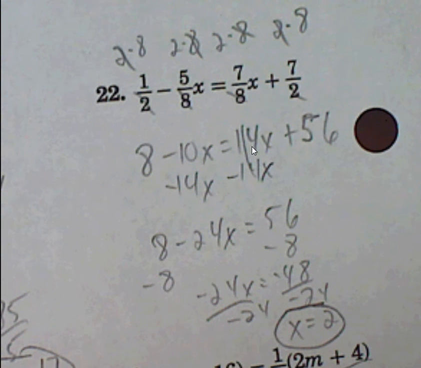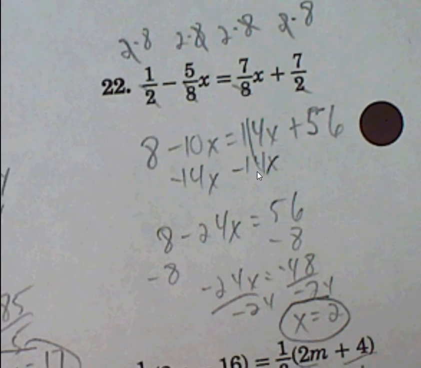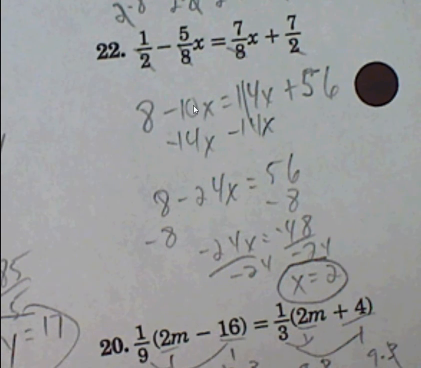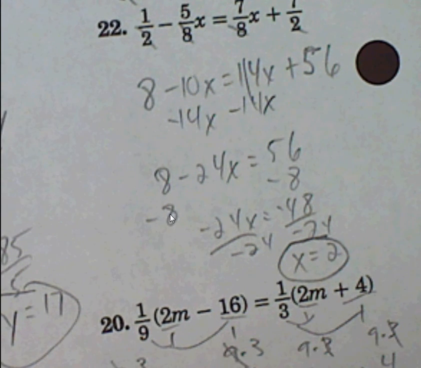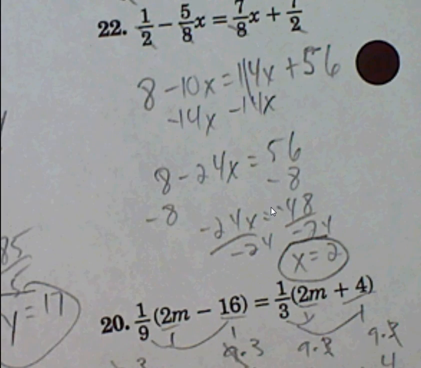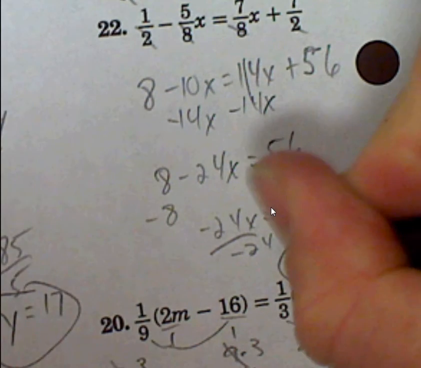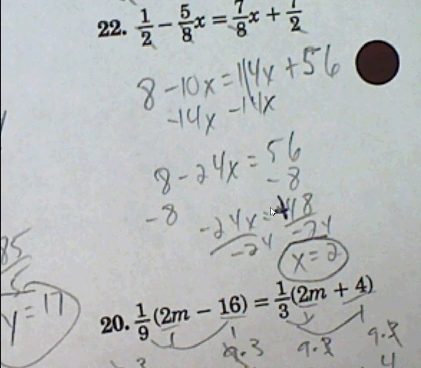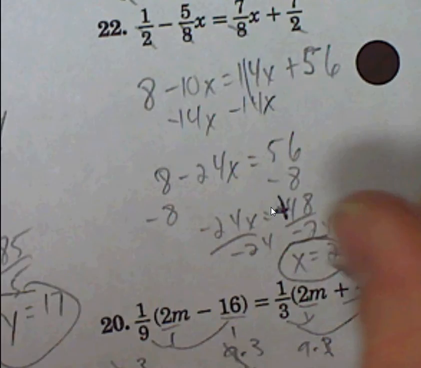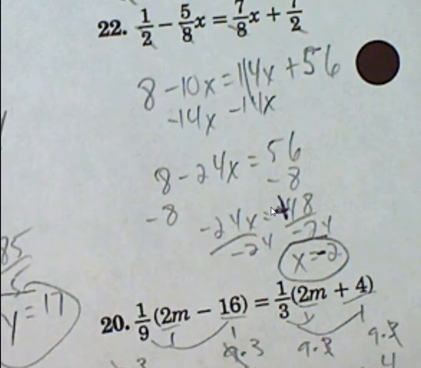Now I get my variables at the same side, so I'm going to bring my right side to the left. Get rid of my 14x, minus 14x. Debt plus debt is more debt. Get rid of my constant, so minus 8, minus 8. I get positive 48. Sorry about that, not negative. Positive 48. Divide by negative 24 is negative 2.